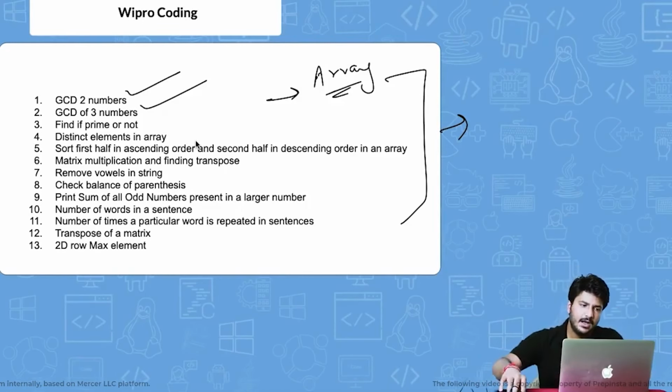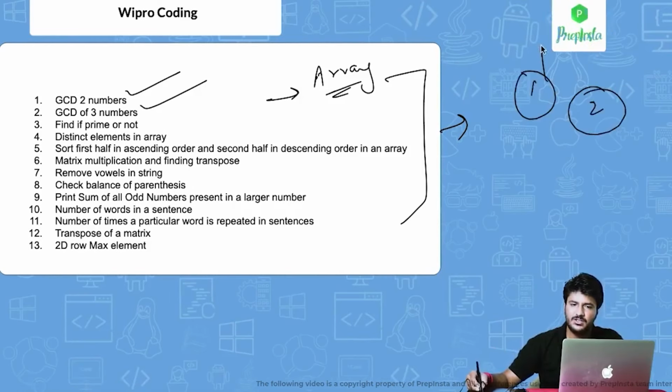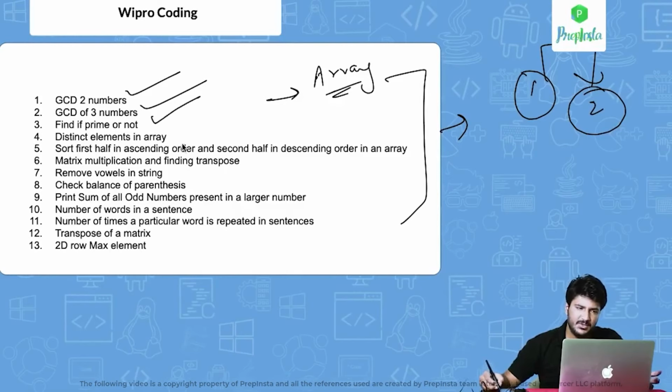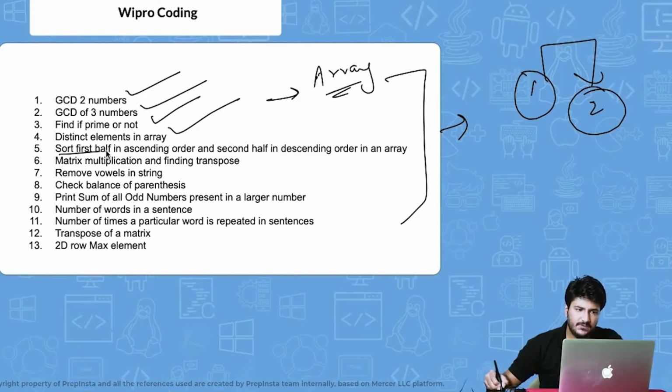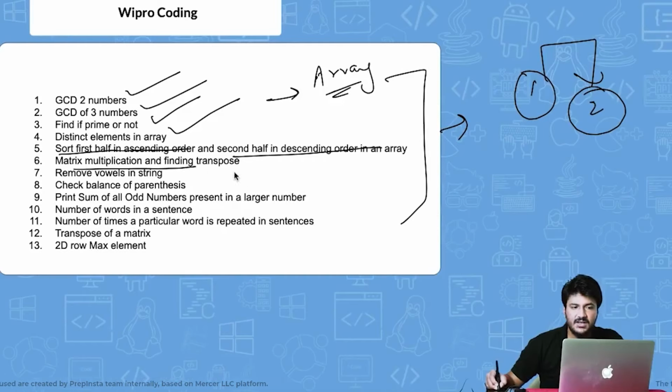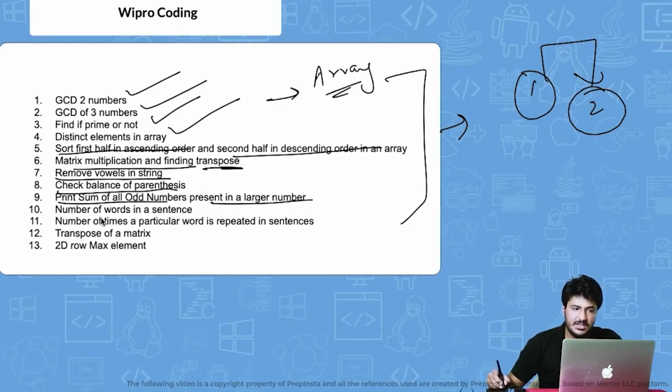So one question is going to be easy and one question is going to be difficult. So based upon that, you have to decide. One program was whether a number is prime or not, print all the distinct elements in an array, sort the first half in ascending order and the second half in descending, matrix multiplication, and finding transpose. So these are 2 separate questions here. Remove all the vowels from a string and then print the string again. Check balance of parentheses. Print the sum of all odd numbers present in the larger numbers.